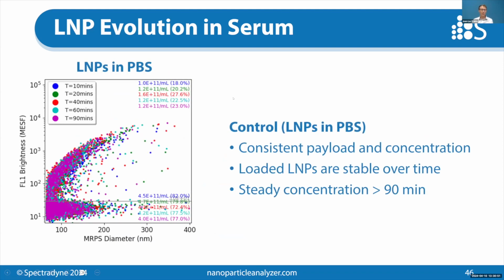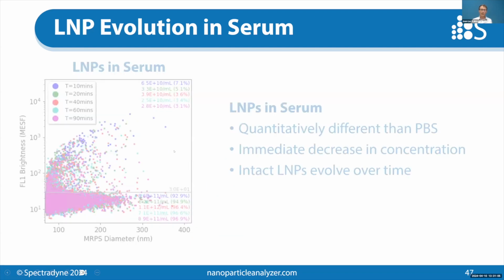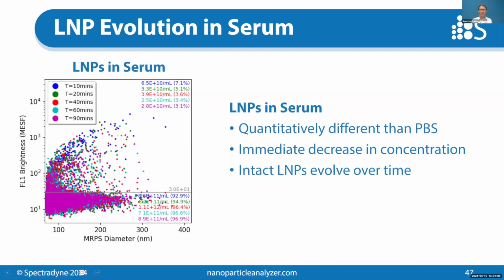First of all, in PBS, what we see is there's essentially no degradation over time, right? So across an hour and a half, we're seeing very consistent fluorescent distributions and concentrations of these LNPs over time, right? When we do this experiment in serum, we see something qualitatively and quantitatively different than in PBS, right? So there's an immediate decrease in the concentration of the LNPs at our shortest time point, and then there's a decrease over time where the concentration of fluorescent particles is decreasing as these particles degrade over time.